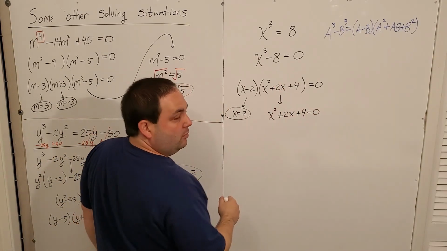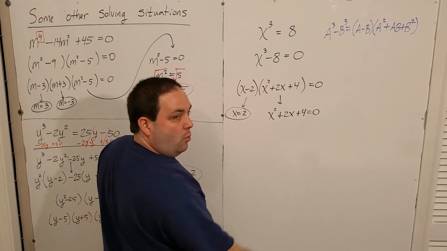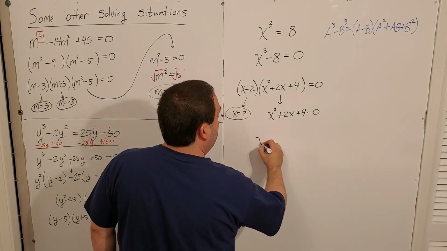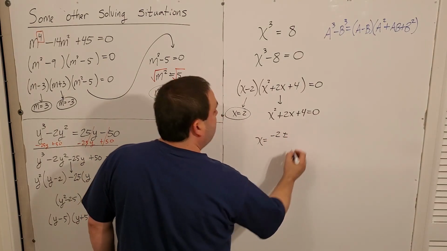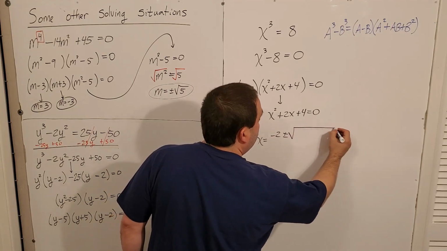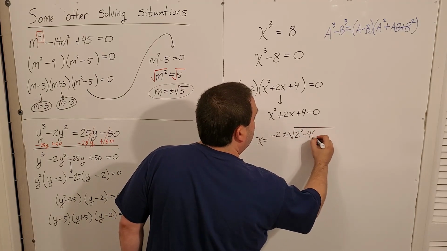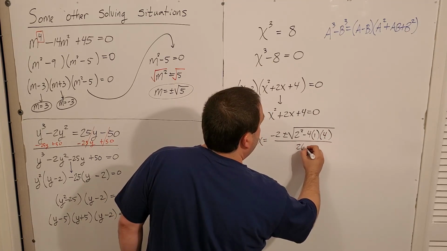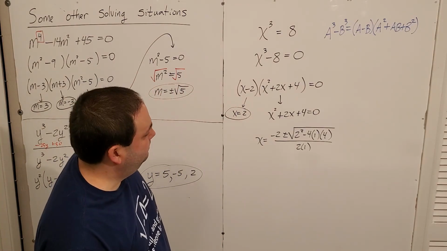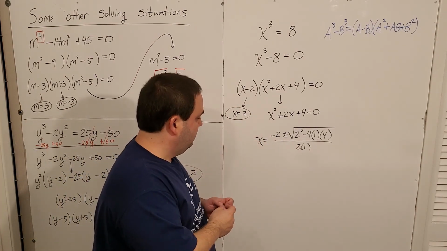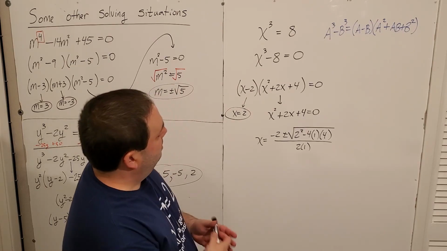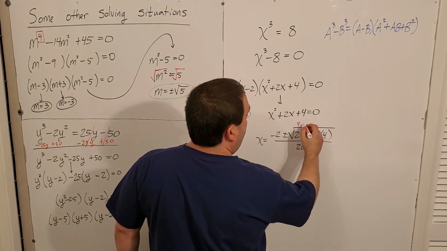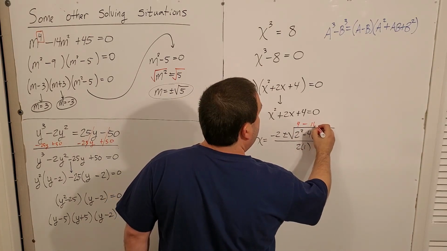Okay, look. It's a quadratic. It's already equal to 0 too. It's in ax squared plus bx plus c format. I'm going to go straight to the quadratic formula. x equals negative b plus or minus the square root of b squared minus 4ac, all over 2a. Right? Okay. So right here in my radical, I've got 2 squared, which is 4, minus 4 times 4, which is 16.